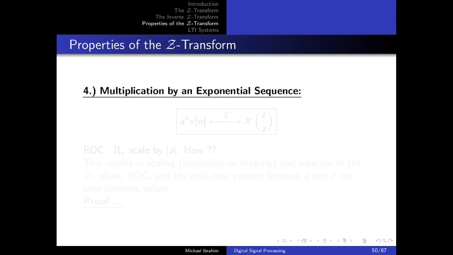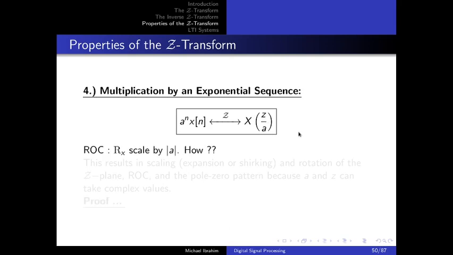Okay, the next property is the multiplication by an exponential sequence. If we know a discrete time sequence x of n and its transform x of z and ROC Rx, if we multiply the sequence x of n by an exponential sequence a to the power n, where a is a constant, could be a complex constant, then the z transform would be x of z over a. So the z transform would be the same x of z, but we would replace every z by z over a.